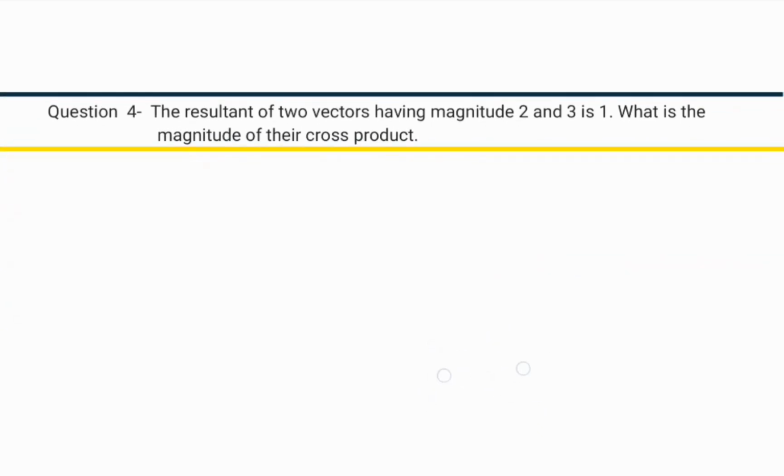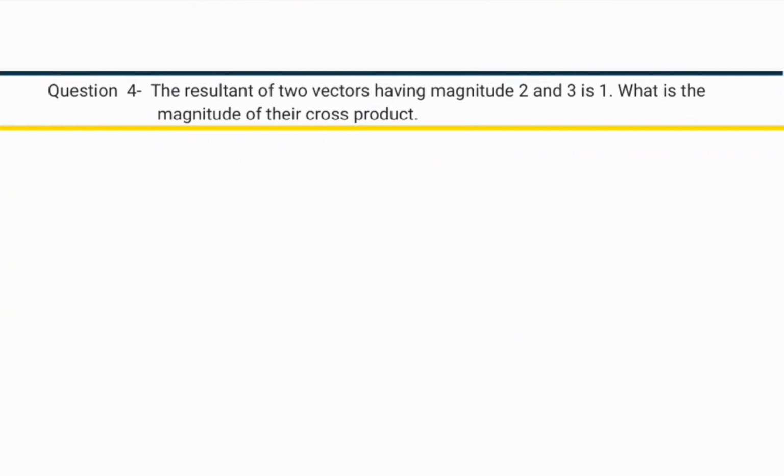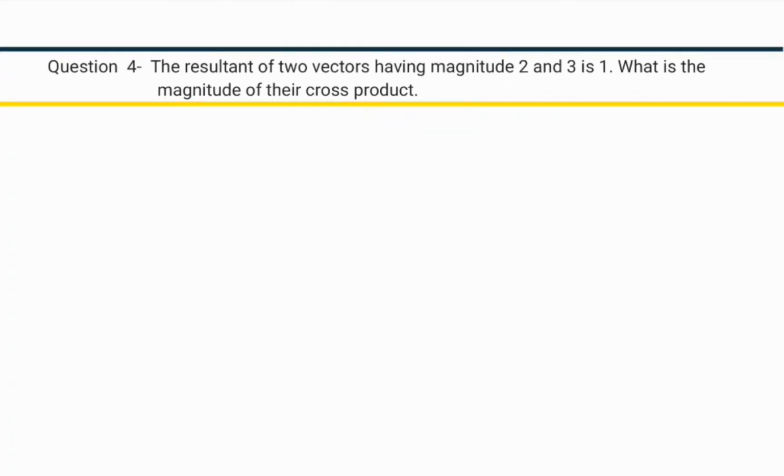Question number 4. The resultant of two vectors having the magnitudes 2 and 3 is 1. What is the magnitude of their cross product? Let us see how to solve this. Here the two vectors, the first vector is A and the second vector is B. The magnitude of the first vector is given as 2, the magnitude of the second vector is given as 3. And the resultant of the two vectors, meaning the addition of the two vectors, will have a magnitude of 1.